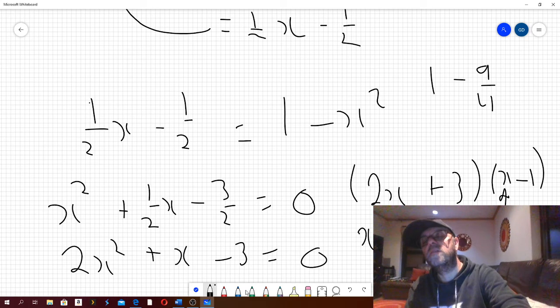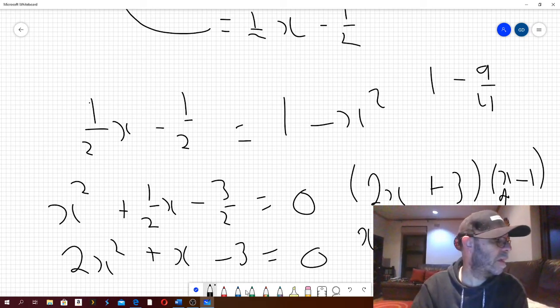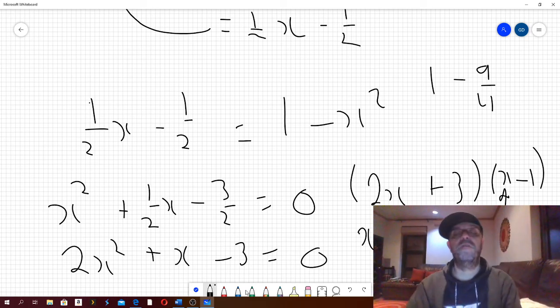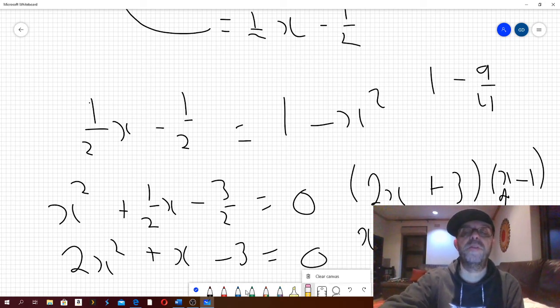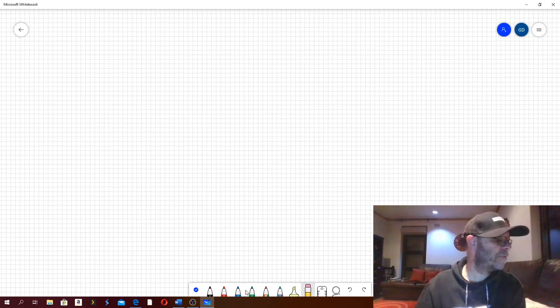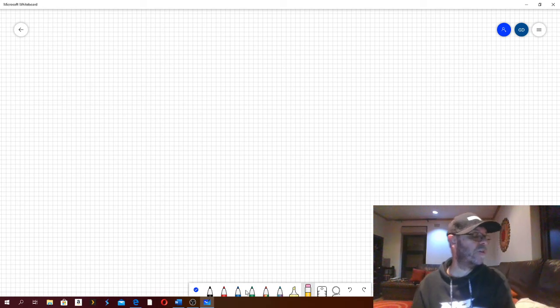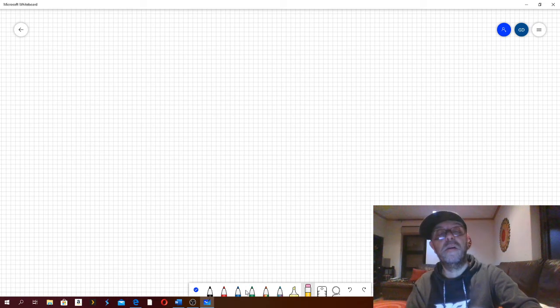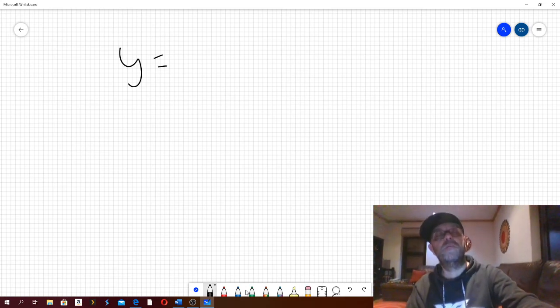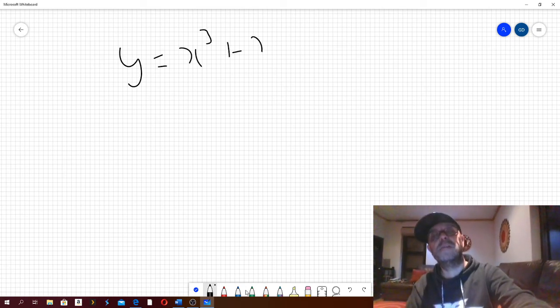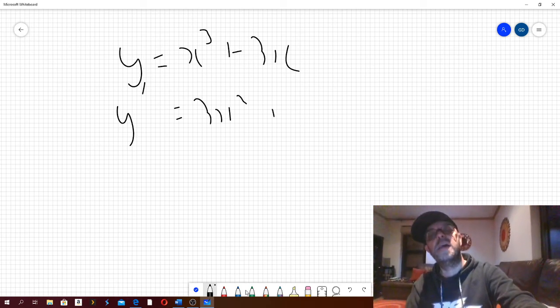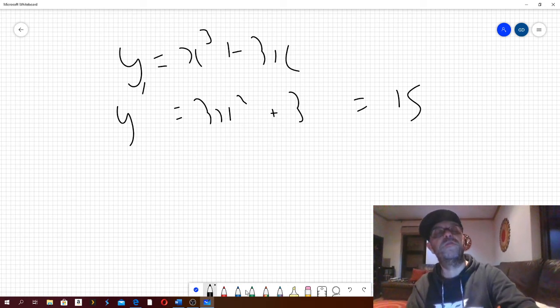That is my other point for where the normal will meet the curve. Question number 3 says find the coordinates of the points on the curve y equals x cubed plus 3x, where the gradient is 15. Alright, so if y equals x cubed plus 3x, the gradient function must be 3x squared plus 3, and we'd want the gradient to be equal to 15, so we'll make this equal to 15 and solve.